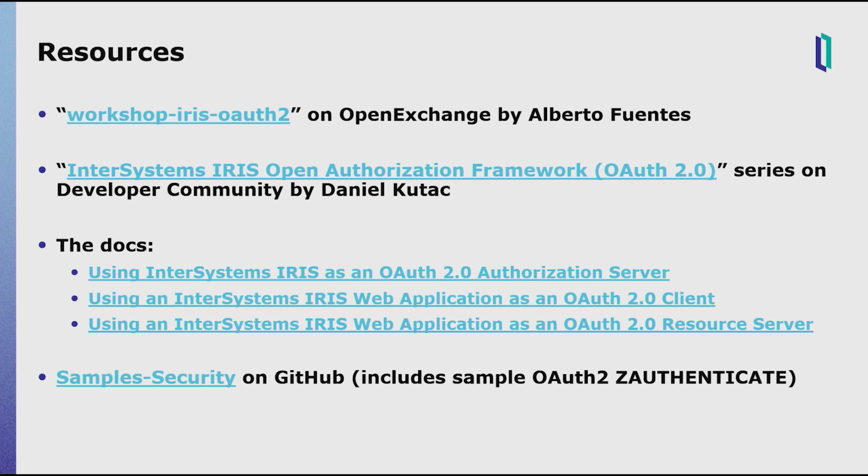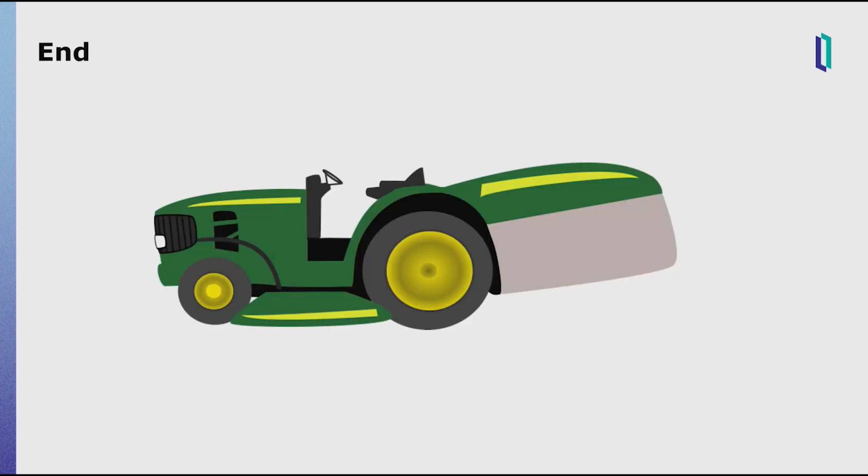Grand. That's our presentation today. We're going to leave you with some resources. I highly recommend this one at the top, Workshop IRIS OAuth 2 on Open Exchange by Alberto Fuentes. A lot of my demo was starter code from him with some augmentation. Very good if you're just starting out and want to understand how to do all of the OAuth stuff in InterSystems IRIS. There are some articles on the developer community, including this oldie but goodie series of InterSystems IRIS Open Authorization Framework by Daniel Kutak. And now the OAuth 2 InterSystems docs, which now you can understand. Sample security on GitHub, that includes the sample OAuth 2 ZAuthenticate. And thank you. The end.